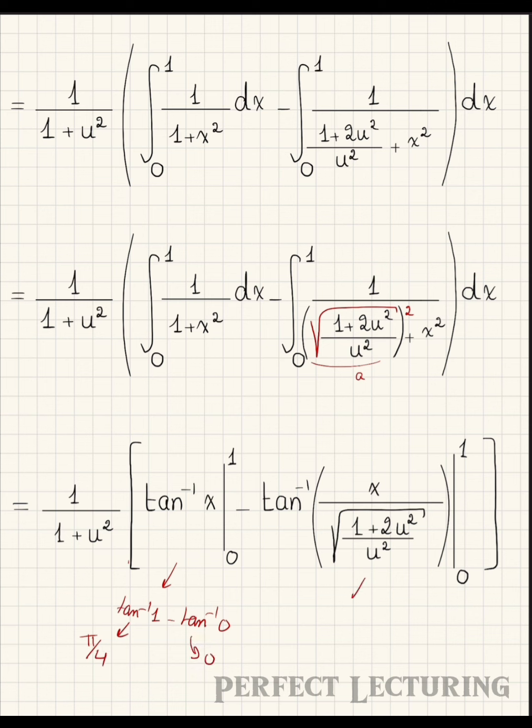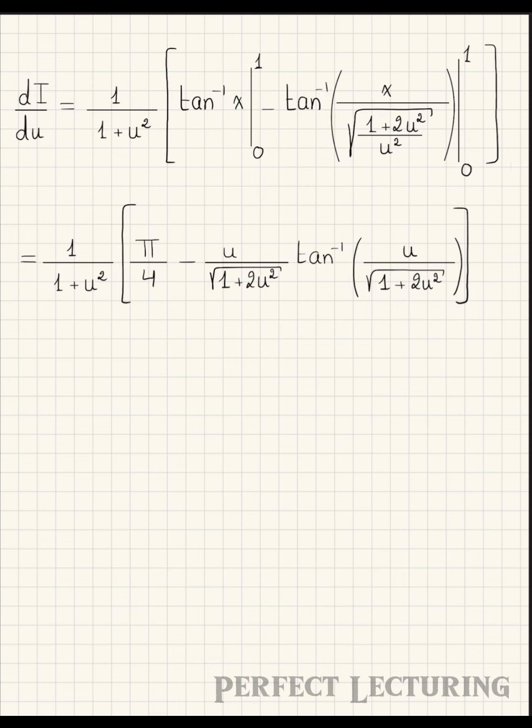For the second one, we will end up with tan inverse. Replace x by 1, so we get 1 over the square root of 1 plus 2u squared over u squared, minus tan inverse of 0, which is 0. Now this, we can simplify it and write it upside down, so it becomes u over the square root of 1 plus 2u squared. Now let us write it in a nice form.